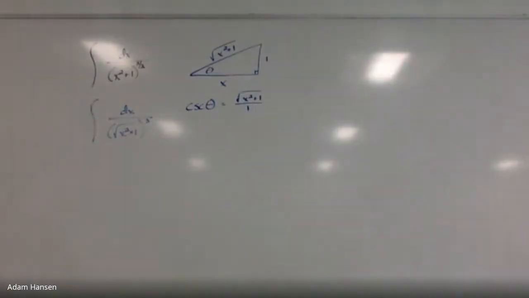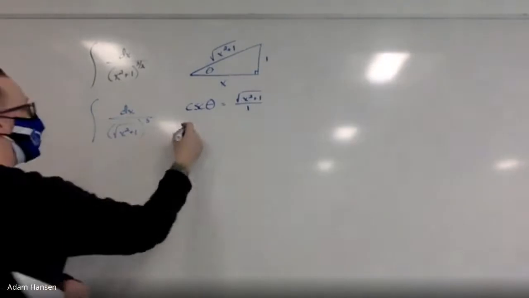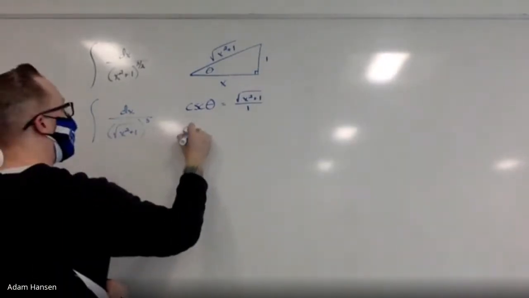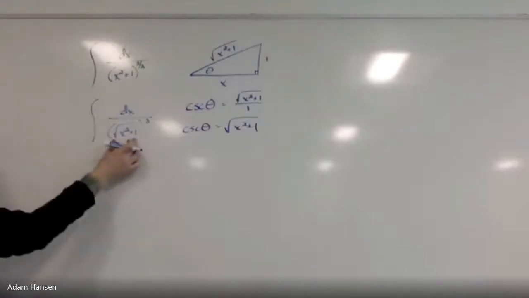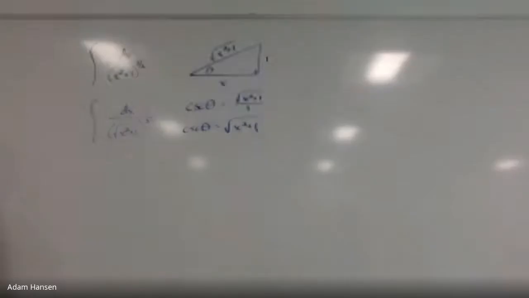Sine is opposite to hypotenuse, so its reciprocal, cosecant, would be hypotenuse to opposite. Hypotenuse is root x squared plus 1, opposite would be 1. So it looks like cosecant theta is equal to the square root of x squared plus 1. I now know what to substitute in for root x squared plus 1 for this part of my antiderivative.